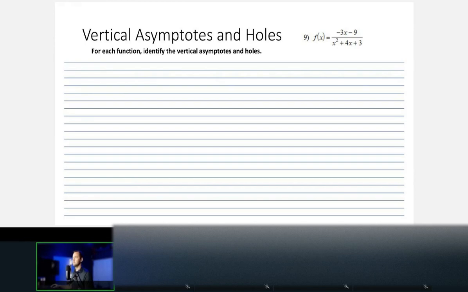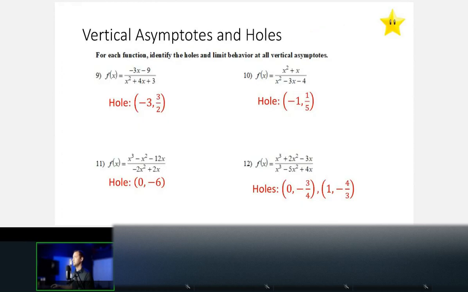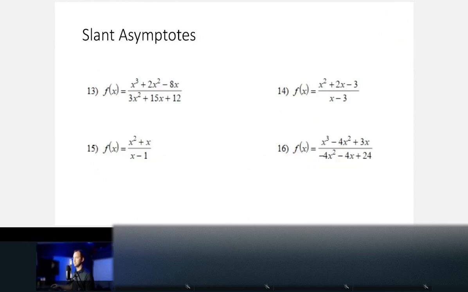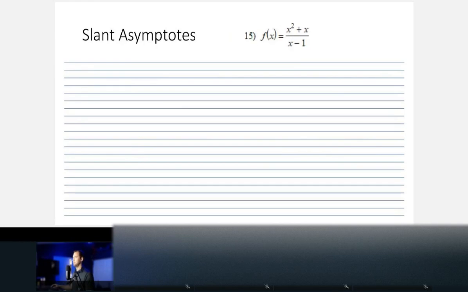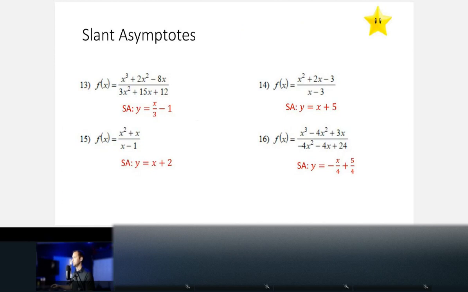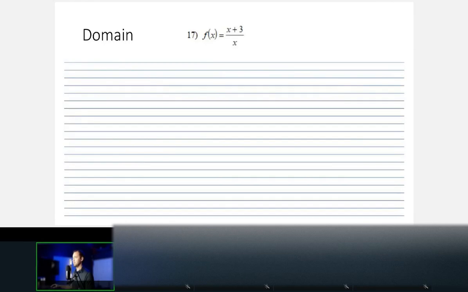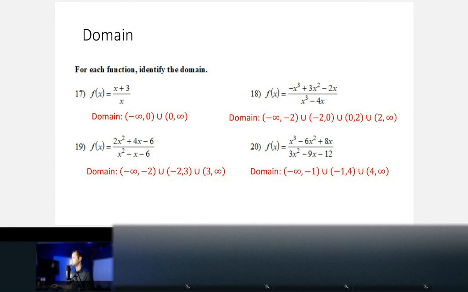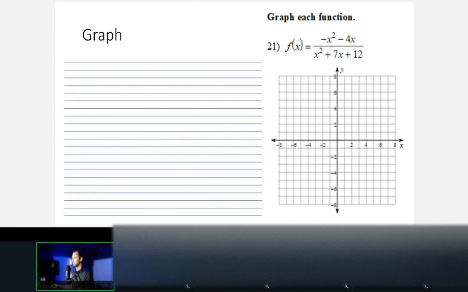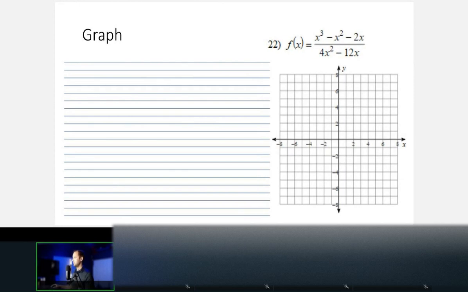These problems ask for the holes and the VAs, but on this page I only have, I think, the holes written out. So yeah, these are the equations of the holes. This page I asked for the SAs, and I have the answer key for those as well. This right here talks about domain and deriving the domain. And I have the answer key for those as well. And then these last four, they want you to graph them. So you got to do everything individually, and then I have the answer key for those.